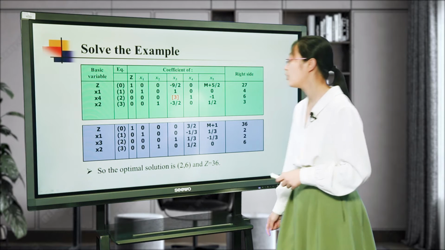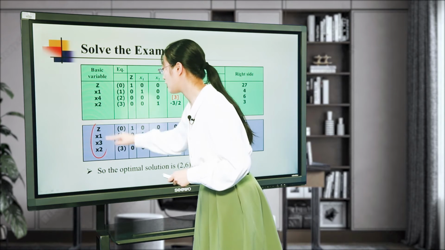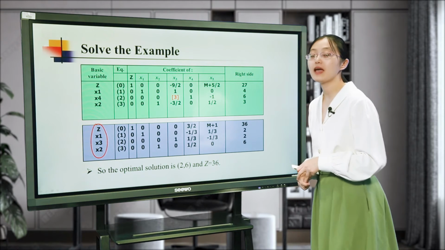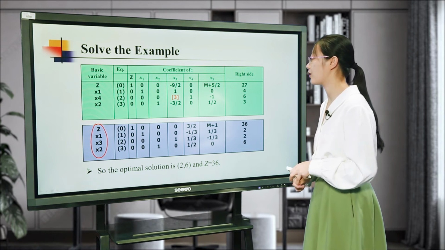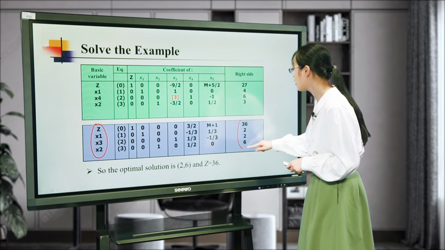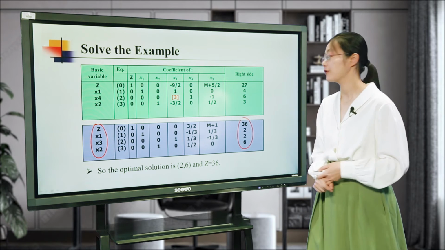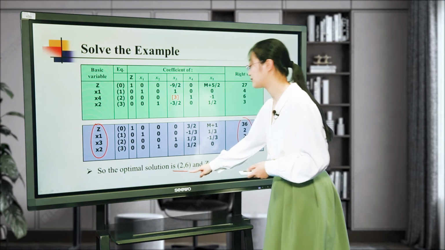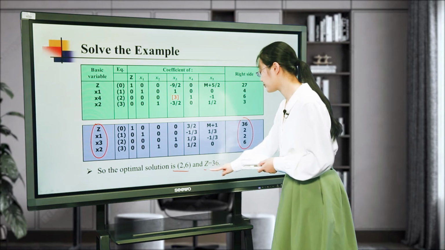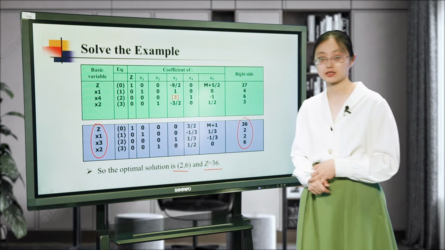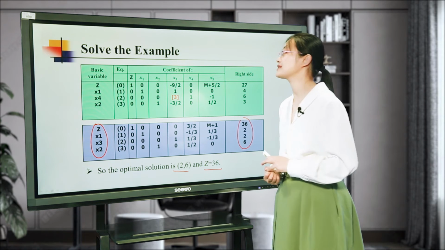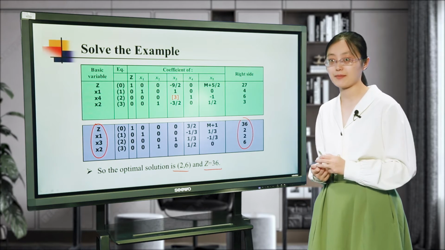So at this point, we can read the values of z, the objective function, and the values of our basic variables, x1, x3, x2, from the right side. And then we find out at this point, we have the optimal solution, and then the value of our objective function. So this is the basic idea of the Big M method.